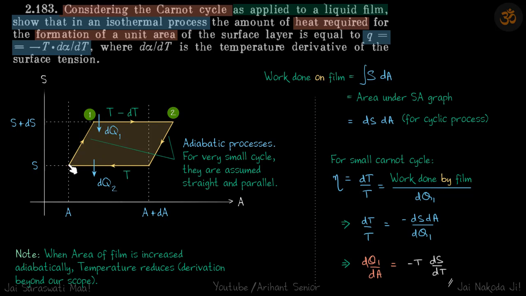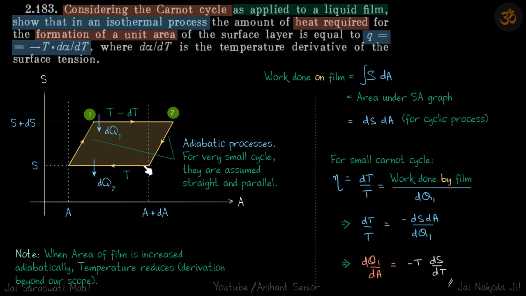Now let's take this point, and let's say surface tension is S and the area of the film at this point is A. As the temperature decreases, surface tension will increase. So it will go from here to here, and here the temperature will be T minus dt, less than this. Up to here, then again there will be an adiabatic process, and as the area reduces, the temperature will increase, and when temperature increases, surface tension will decrease.